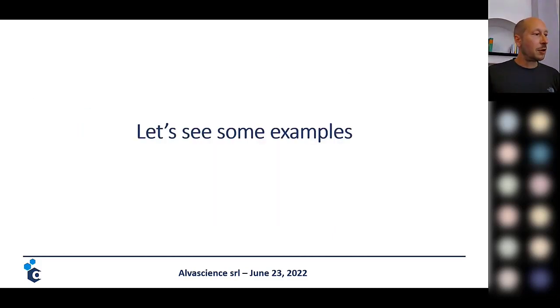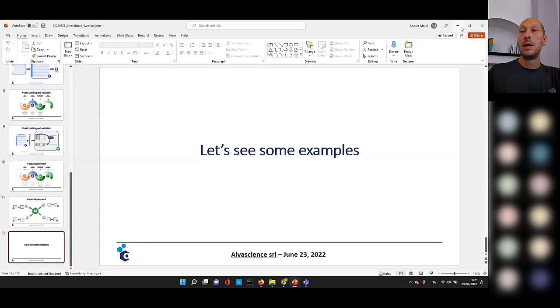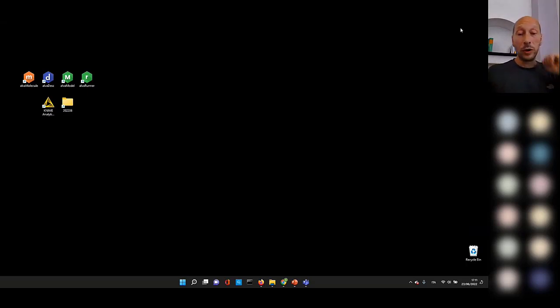So this is our brief presentation. Let's see two examples. In the first example, I will show you how to reproduce an existing model. And in the second example, I will show you how to find a new model, so how to select the best features for a target variable.